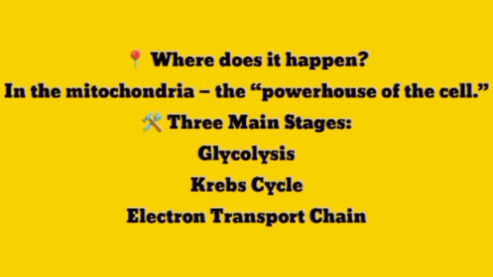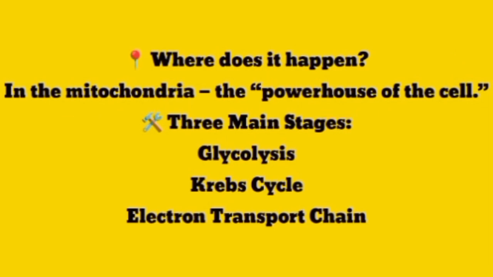Now the question arises, where does the process of cellular respiration happen? The process of respiration occurs in the mitochondria. Mitochondria are present in the cells of animals and all living things, and are called the powerhouse of the cell. As this process provides energy to the cell, it is also called the powerhouse of the cell.